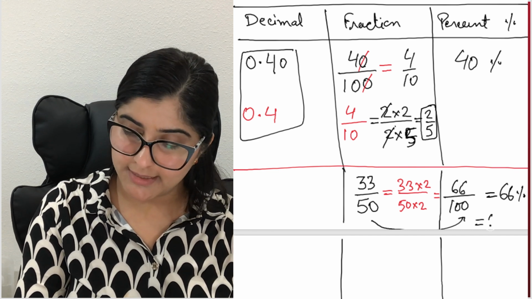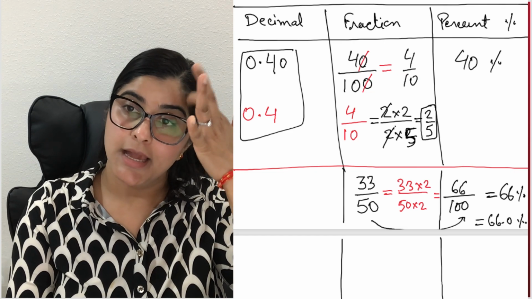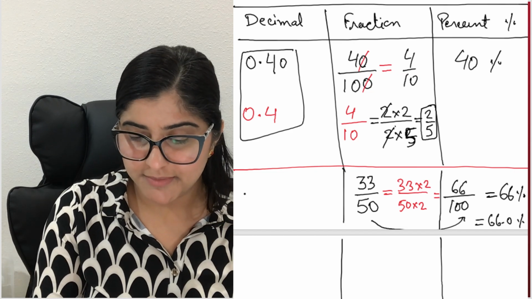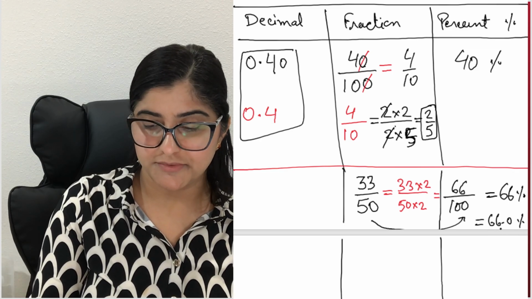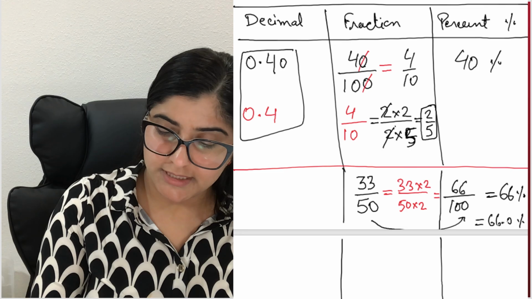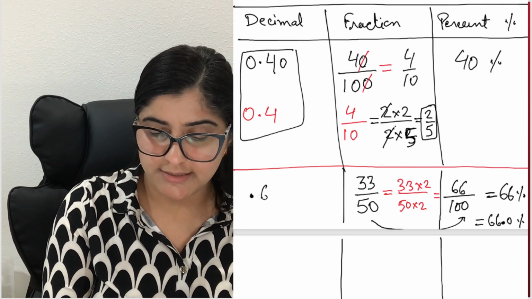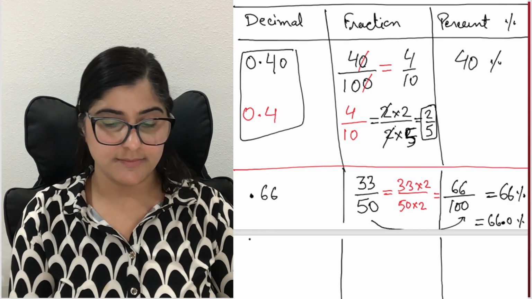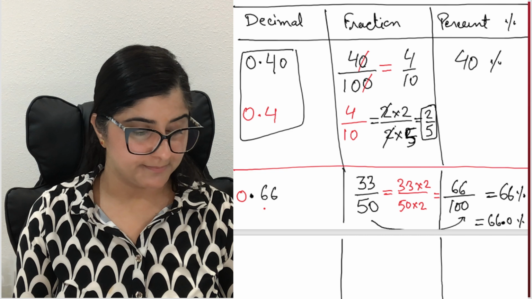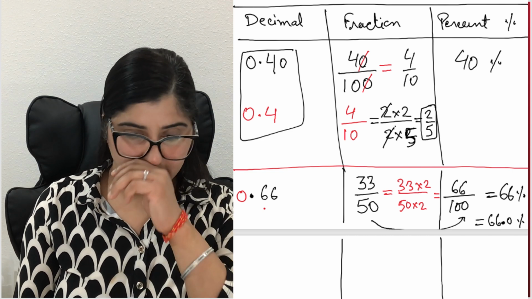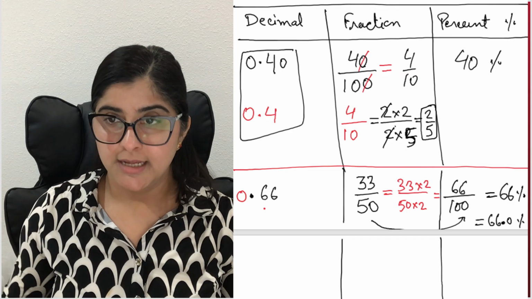Or you can say that it is 66.0%. It's the same thing. Now to write down a decimal representation, we have the percentage representation. To write down the decimal representation, move the decimal sign 2 units left. 1, 2. It will be 0.66. This is the decimal representation. You can also write this as .66. It's the same thing. So this is how we change decimal to fractions and percentage, and fraction to the others.